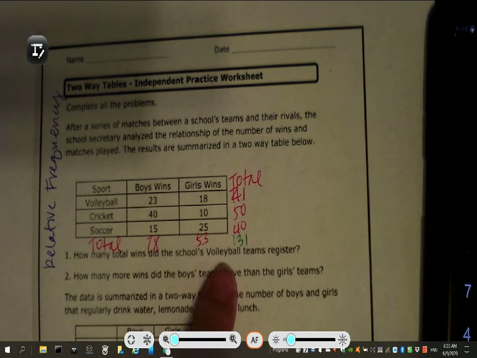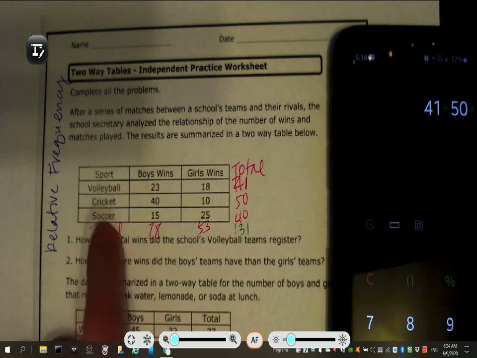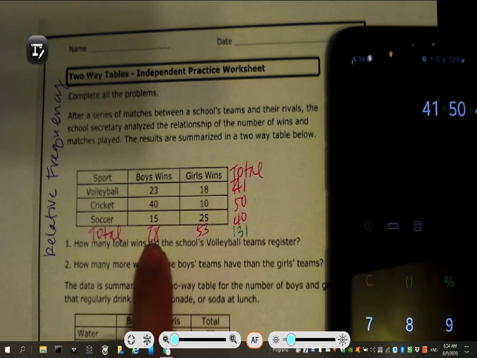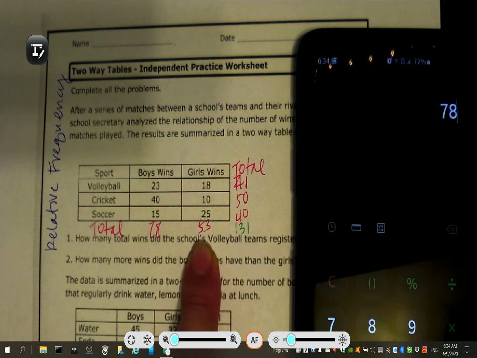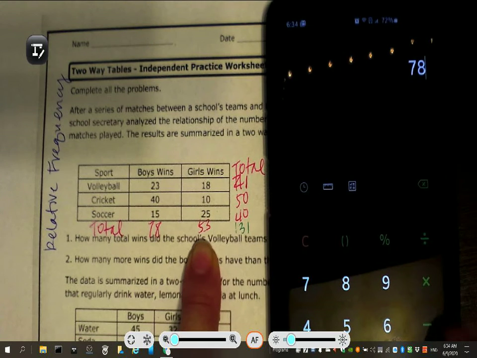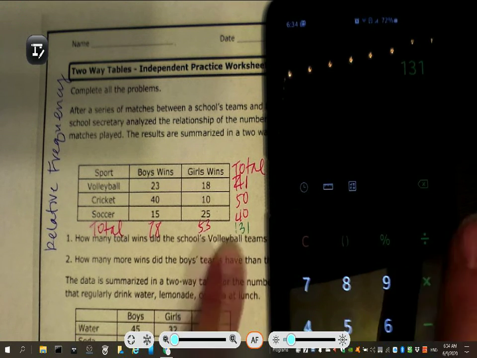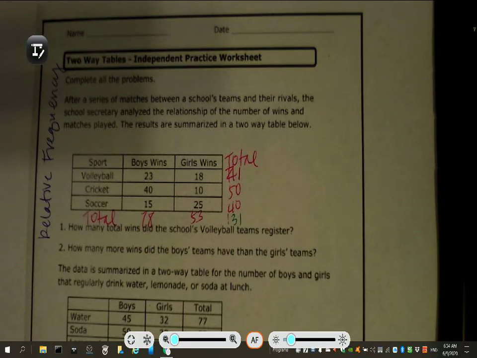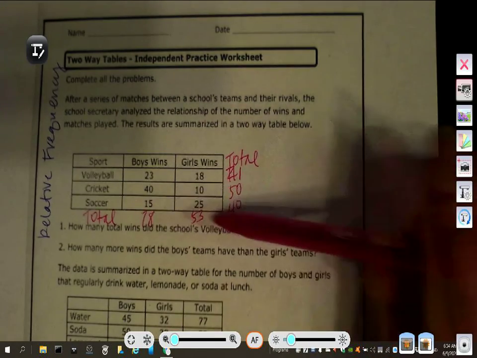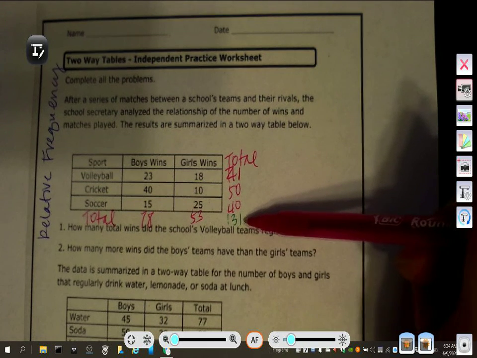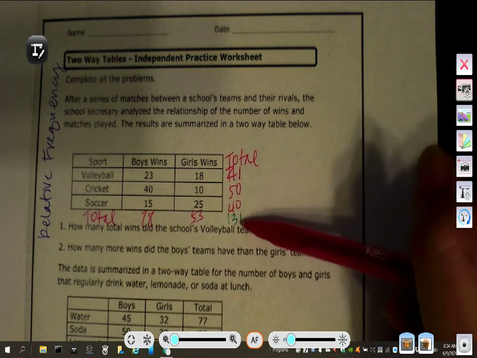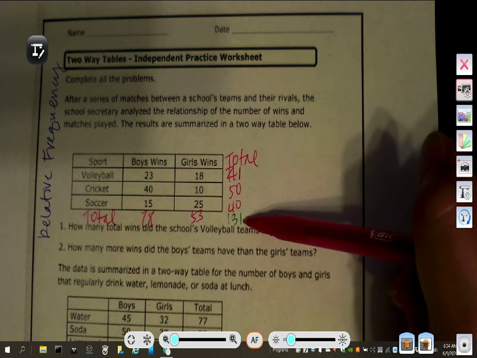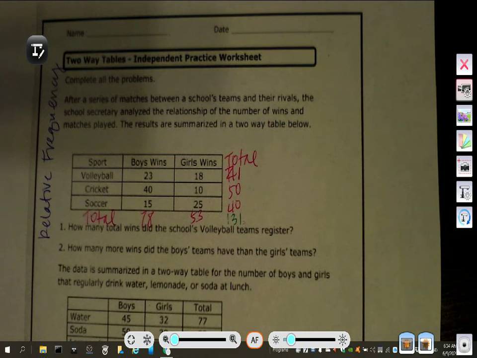And if I look at it this way, between the three sports, boys won 78 times, and between the three sports, the girls won 53 times. So if I add those numbers together, 78 plus 53, that is 131. So the comment that I had left said that the total of the row and the total of the column should always end up at 131. The reason I use two different colors is that this is the total number of all wins altogether.